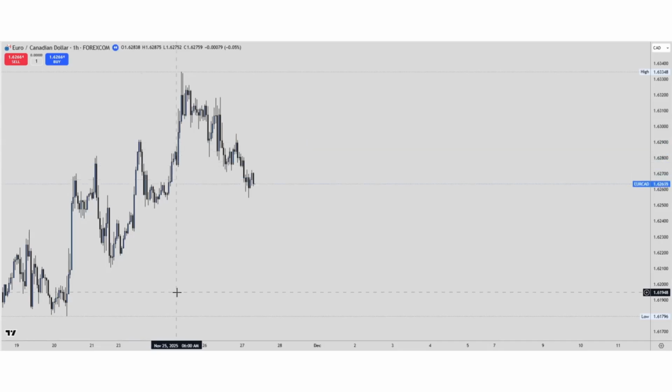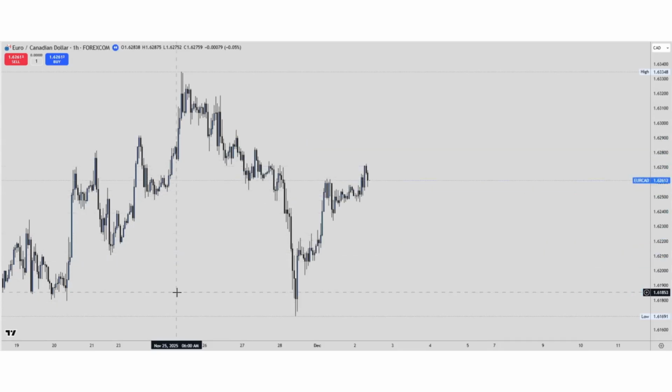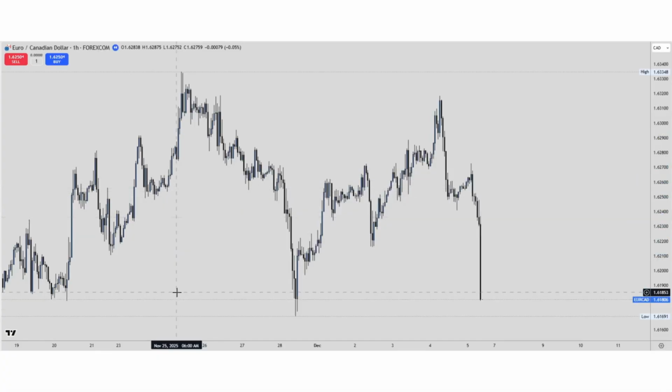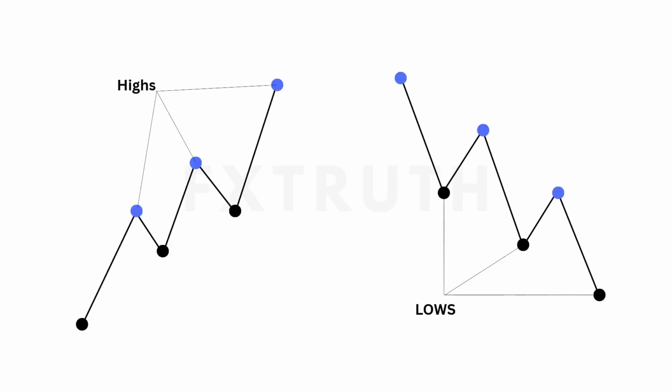Most traders keep losing because they don't know how to read market structure properly. In today's video, I'm going to simplify that for you. Market structure is simply how price creates highs and lows in the marketplace. And if you can read highs and lows correctly, you'll be able to tell what direction the market is taking.